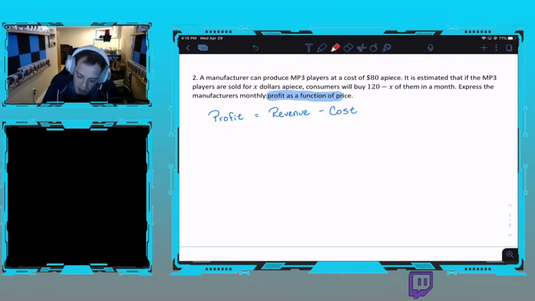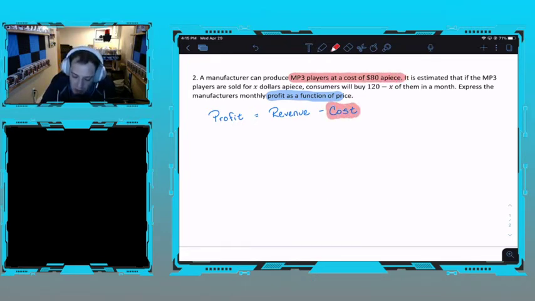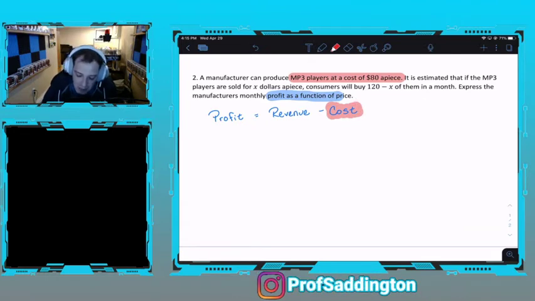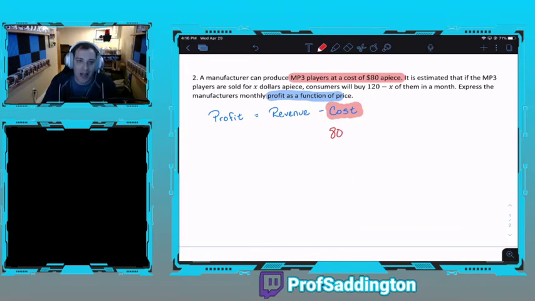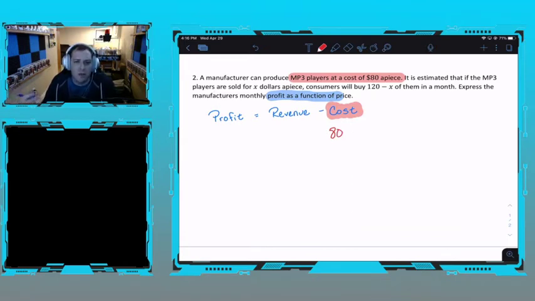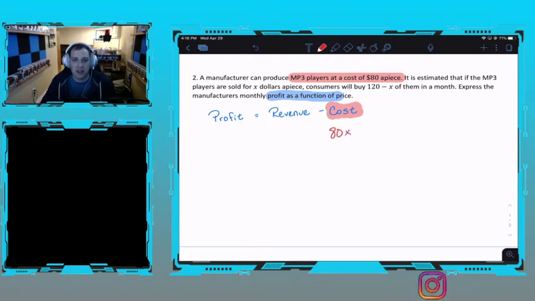So the cost is actually told in the very first sentence. It says the MP3 players at a cost of $80 a piece. So we actually already know the cost. It's $80 a piece. And we're saying that a piece is represented by our X value because that's the MP3. So it's $80 for every single MP3 player they made. One MP3 player is X, so I'm just going to put X there.